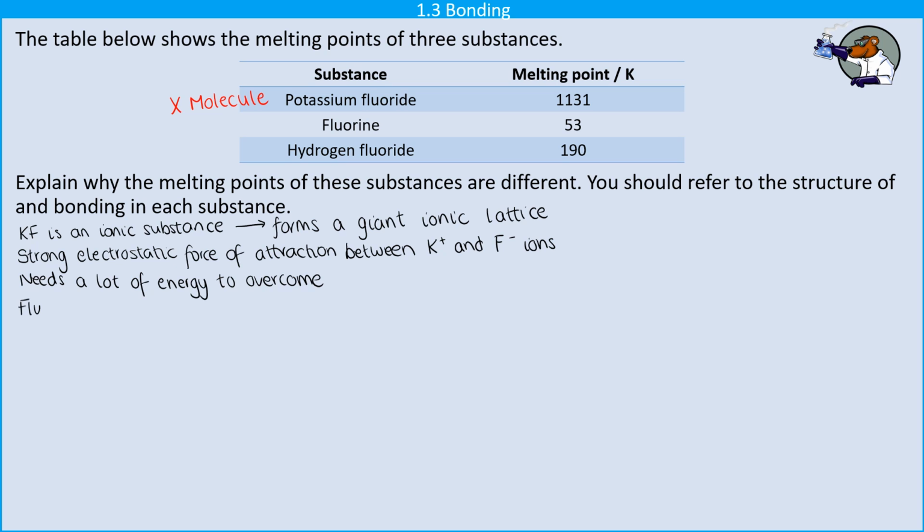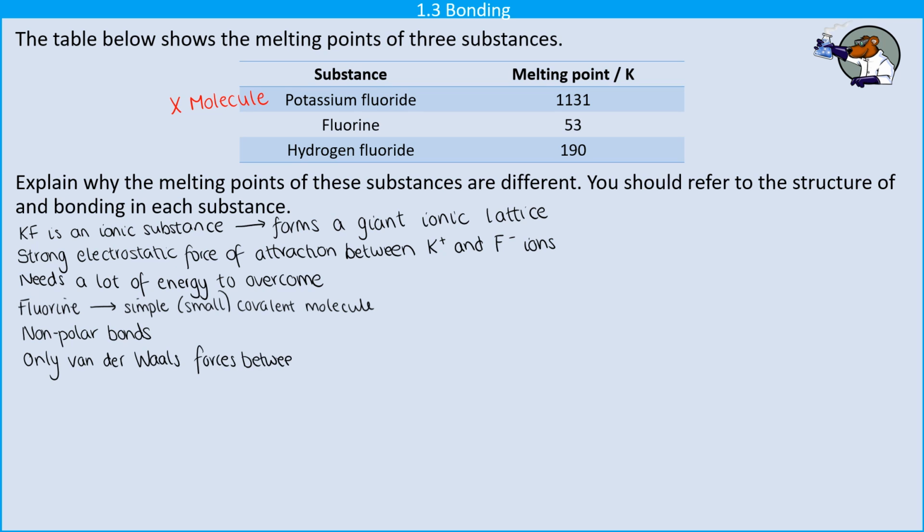Now, in contrast to that, fluorine is a small covalent molecule. So here we can use the word molecule because it is a molecular substance. And fluorine doesn't have any polar bonds, which kind of makes sense because it's two atoms of the same element bonded to each other. So there's obviously no difference in electronegativity because they're the same element. So that's like the definition of a non-polar bond. And therefore, the weak intermolecular force between those fluorine molecules is just going to be van der Waals forces, which are our weakest type of weak intermolecular force. And so it doesn't take much energy to overcome those at all.